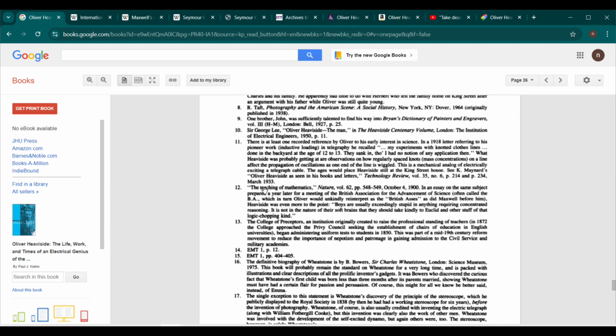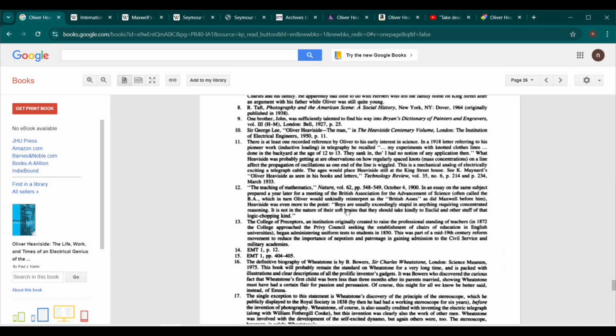Oh, this was another funny thing. In the teaching of mathematics, 1900, in an essay on the same subject prepared a year later for a meeting of the British Association for the Advancement of Science, often called the BA, which in turn Oliver would unkindly reinterpret as the British asses, as did Maxwell before him.